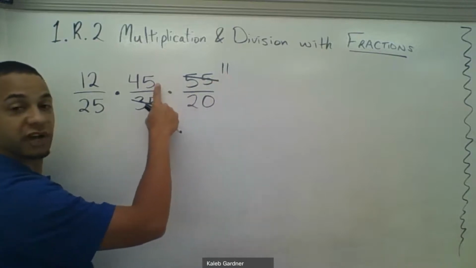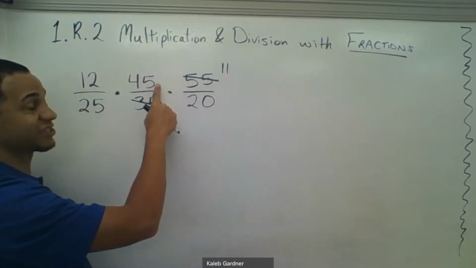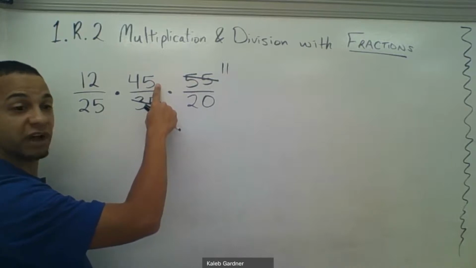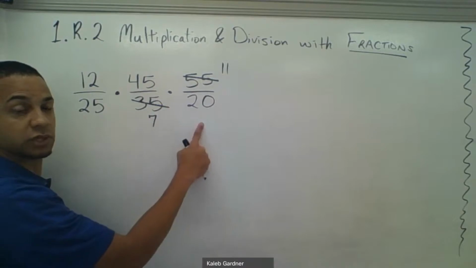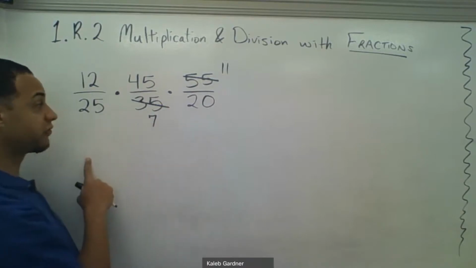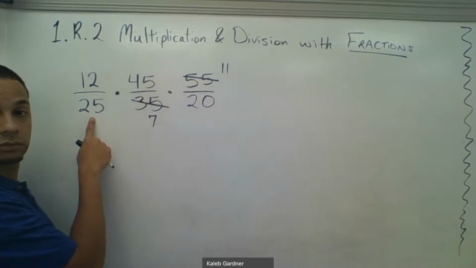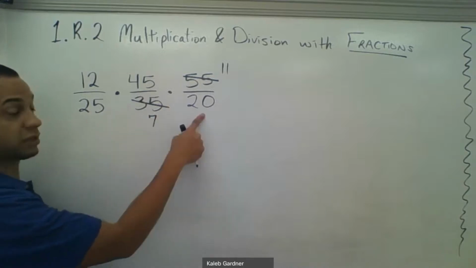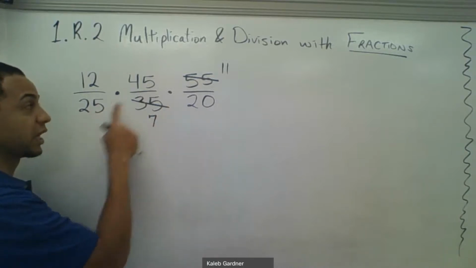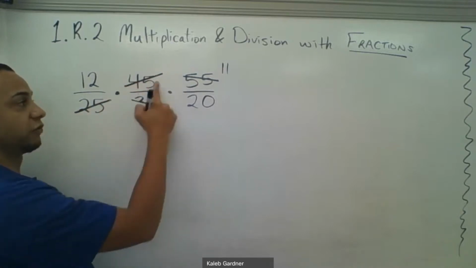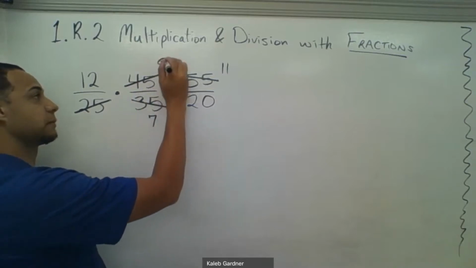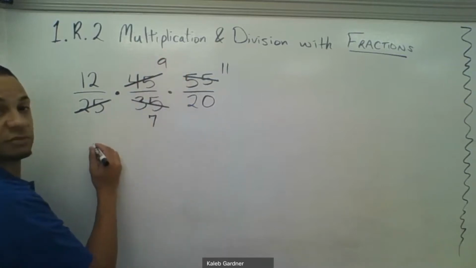Let's take this 45 now. 45 is 3 times 15 or 5 times 9. Let's see if any of those numbers, 3, 15, 5, or 9, can be divided into any one of these 3 numbers. Well, 5 divides here and here. I'm going to choose this one. 45 and 25. 45 divides by 5 to make 9. 25 divides by 5 to make 5.